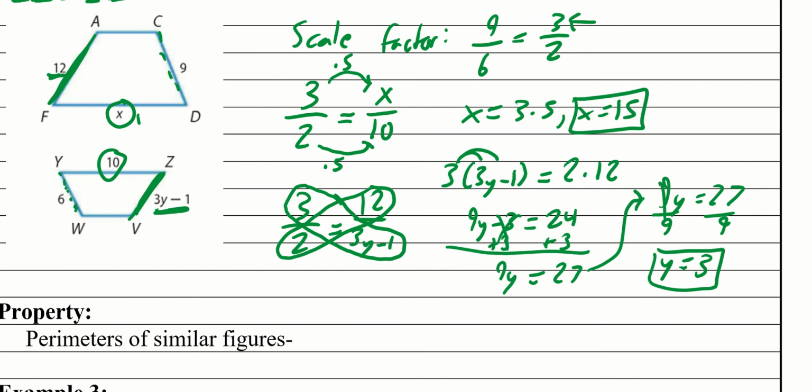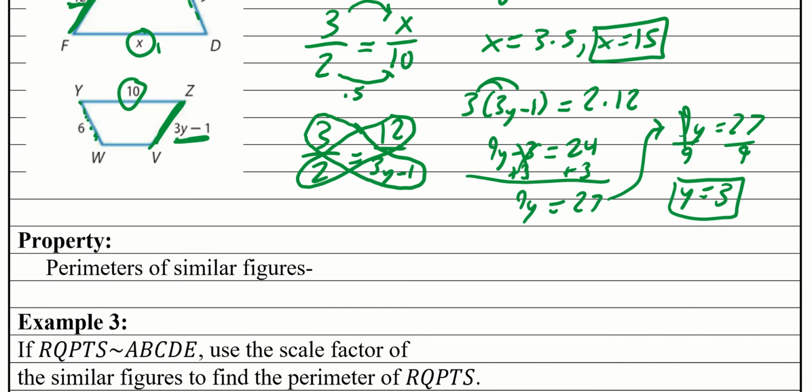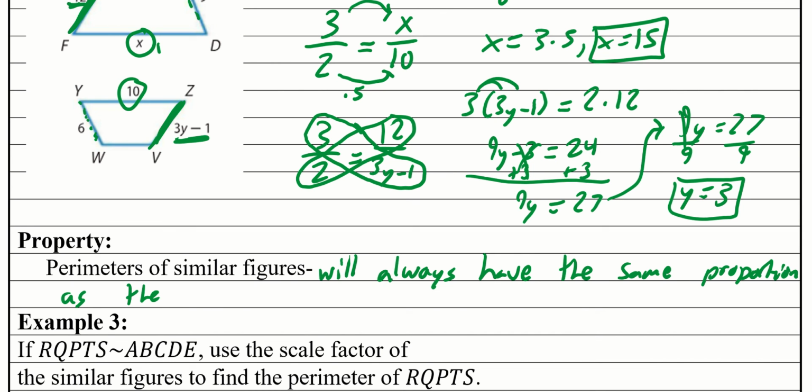Okay? One more thing that we need to talk about for today is the perimeters of similar figures, or a property that I have with the perimeters of similar figures. Okay? And what I can say is this, is the perimeters of similar figures will always have the same proportion as the scale factor. Okay, anytime I look at two similar shapes, if I'm thinking about their perimeters or what all the sides add up to, that is always going to have the same proportion as if I found my scale factor.